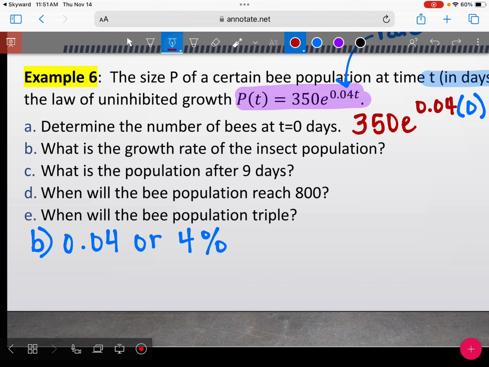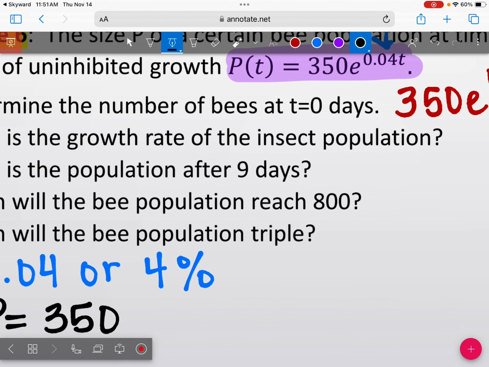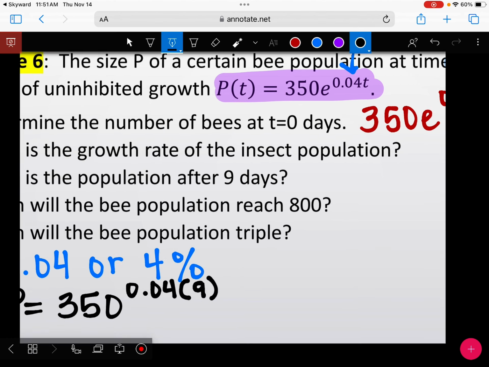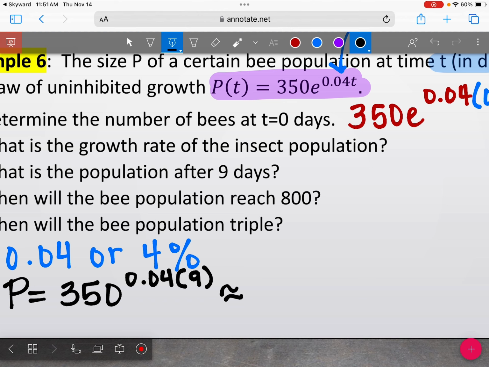So for part C, the population is going to be 350 e to the power of 0.04 times 9. Go ahead, type that in. We're going to round that to the whole number. I made sure that every single question said where to round. Some are to the hundredths place, some the tenths place, some to a whole number. But every single question says clearly what place to round to, so that shouldn't be a problem when you take your test next week.